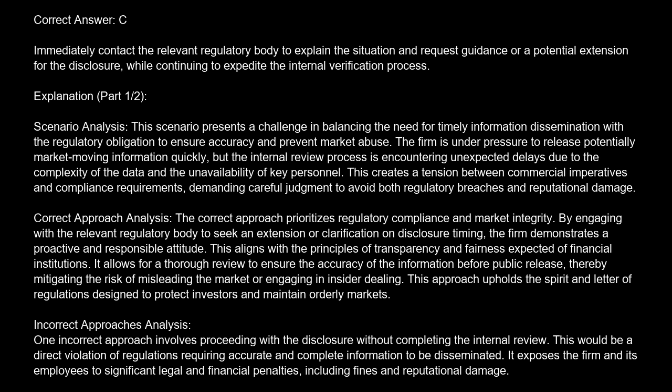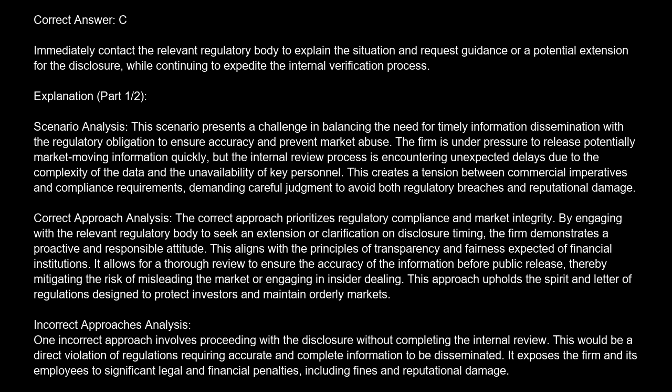Explanation. Scenario analysis. This scenario presents a challenge in balancing the need for timely information dissemination with the regulatory obligation to ensure accuracy and prevent market abuse. The firm is under pressure to release potentially market-moving information quickly, but the internal review process is encountering unexpected delays due to the complexity of the data and the unavailability of key personnel.